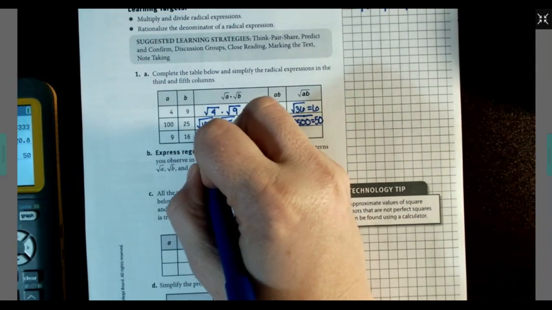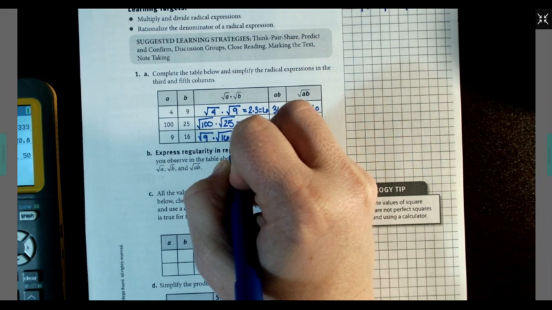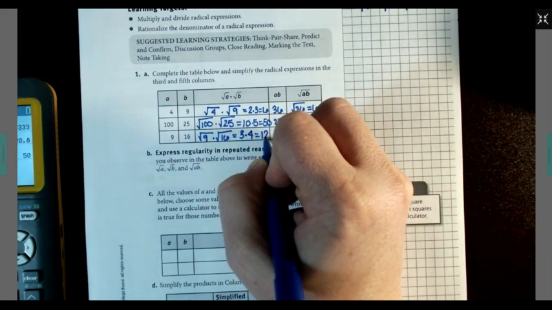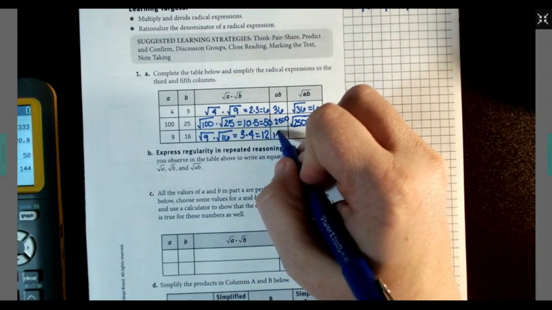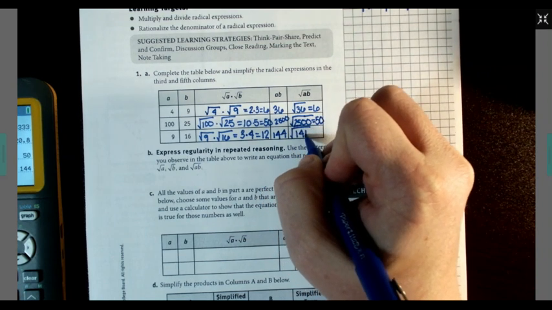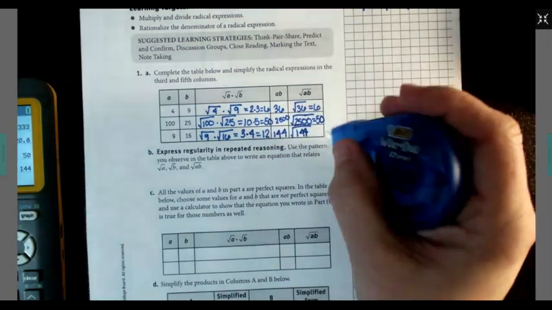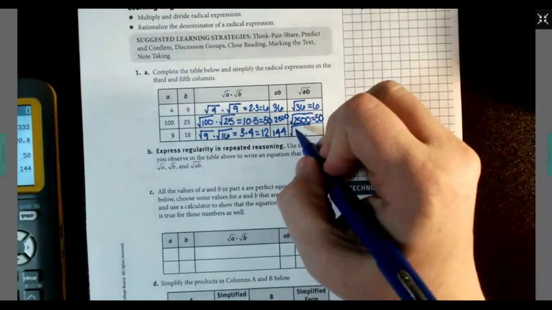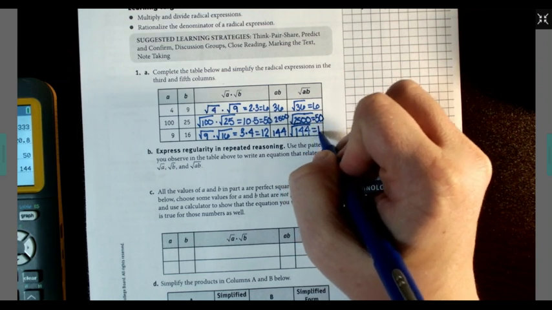Here we're going to do the square root of 9 times the square root of 16. That's going to be 3 times 4, which is 12. 9 times 16 is 144. And the square root of 144 doesn't look clean. Let's go ahead and erase that and come back to it. Okay, write that again. The square root of 144 is 12.